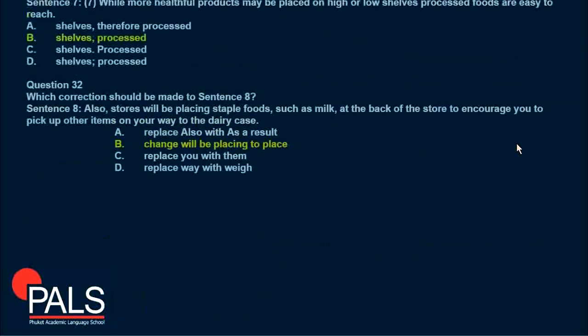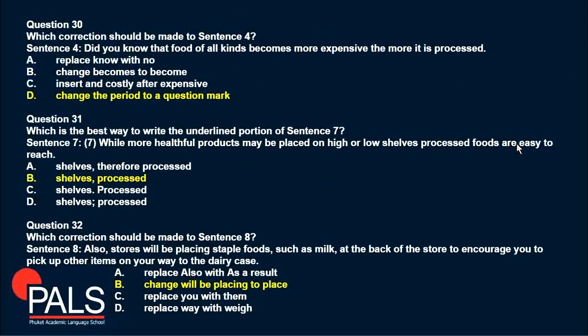Okay, let's proceed. Let's go to question number 30. The best option there is letter D. Why? Because this sentence asks a question, so the correct punctuation is a question mark. How about in 31? Why B? Because the dependent clause at the beginning of this sentence should be followed by a comma. Simple as that.